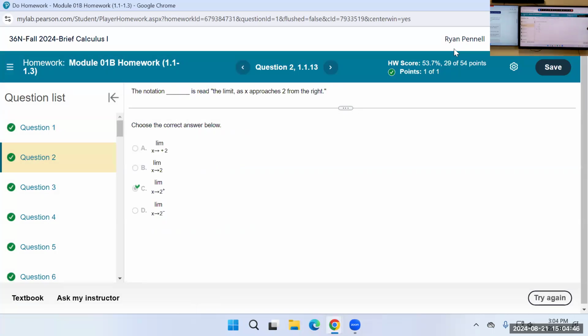Question 2, the notation blank is read as the limit as x approaches 2 from the right. Choose the correct answer. So this is how we write limit. Just write LIM. And x approaches 2, and it says from the right. What does that mean, from the right? It's talking about over here. So we're going to 2 from this direction here.